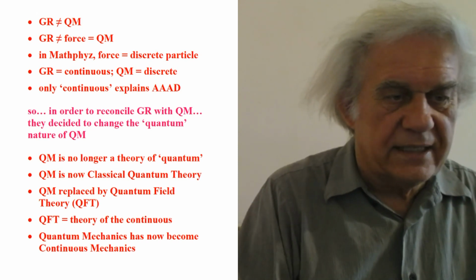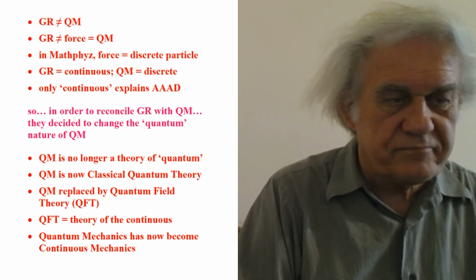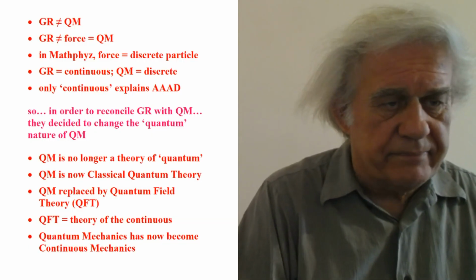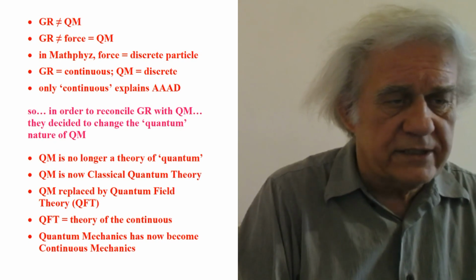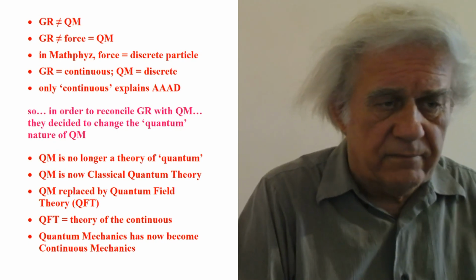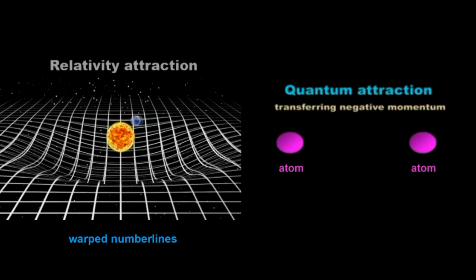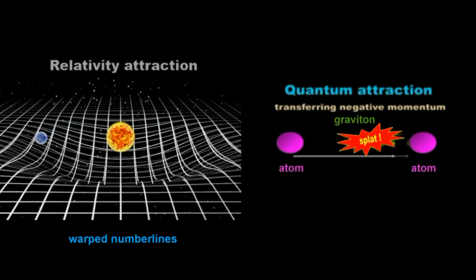And they call this continuous mechanics quantum field theory. Okay, so that's going to be the general point here. So let's start with, well, let me put it back up there so we can follow along. What is this thing that they have there between general relativity and quantum mechanics?